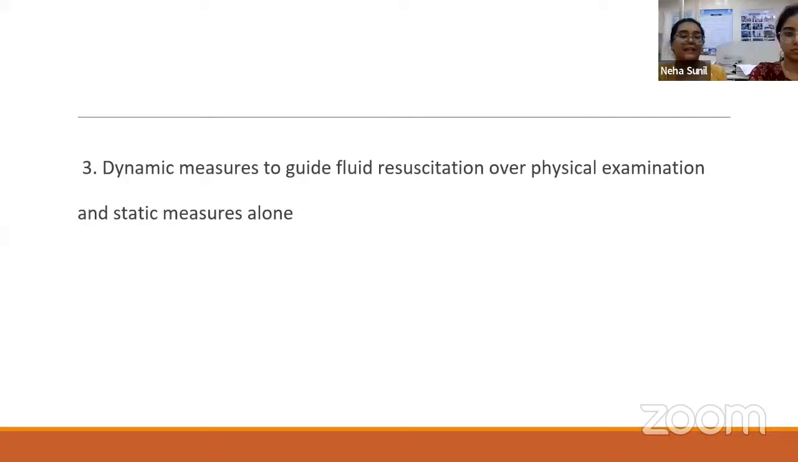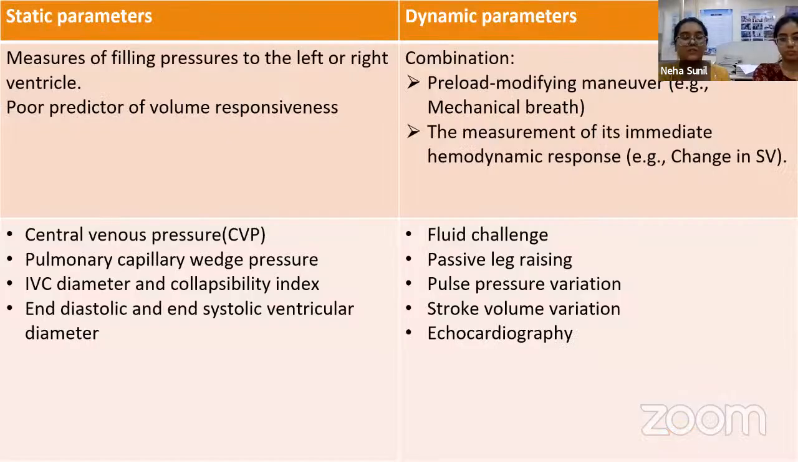parameters. Static measures are poor reflections of pressure to the left or right ventricle and poor predictors of volume responsiveness. The central venous pressure, pulmonary capillary wedge pressure, collapsibility index, and diastolic and end systolic ventricular diameter.